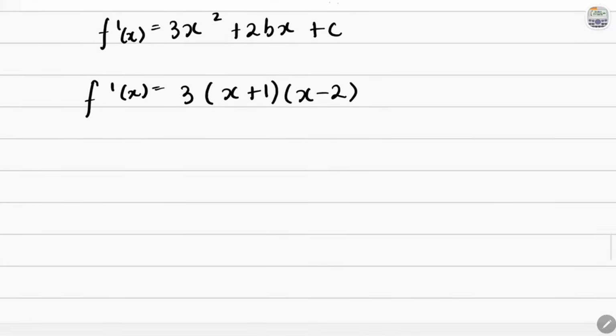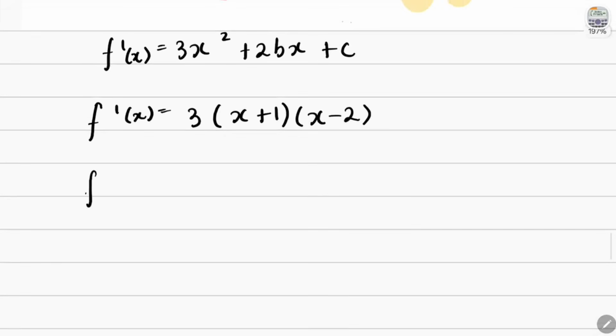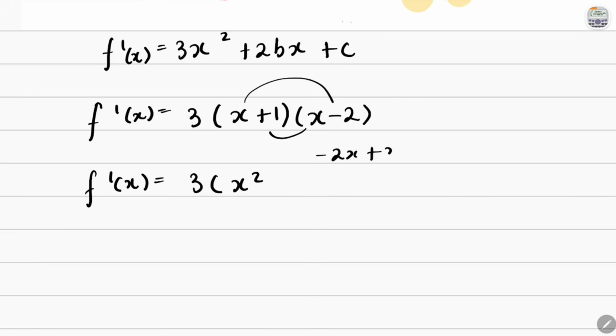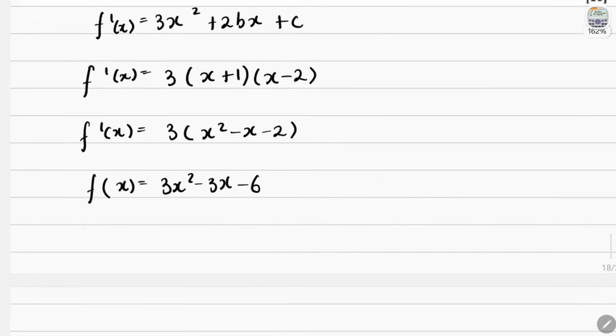All we have to do is distribute, simplify, and we will find out what b and c are. So f prime of x is finally equal to 3, and then multiply. This is going to be x squared. And then if you multiply, that's -2x, and you multiply that, that's positive x. So they become -x. And then times -2. Distribute the 3 in. f prime of x is equal to 3x squared minus 3x minus 6. So this is our equation.